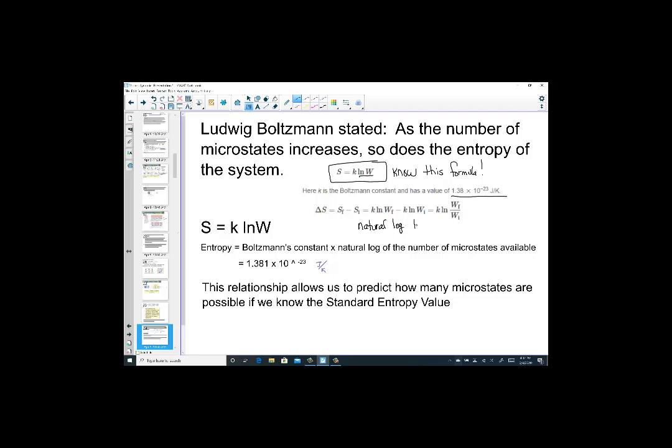The natural log is ln on our calculator key. That's the base unit of Euler's number. It is very different than a logarithm base 10. So notice that it's not log that uses the base 10, but rather the natural log that uses the base of Euler's number. So natural log of W, where W is defined as the number of microstates of the system. Entropy is equal to k, Boltzmann's constant, times the natural log of W, where W is the number of microstates.